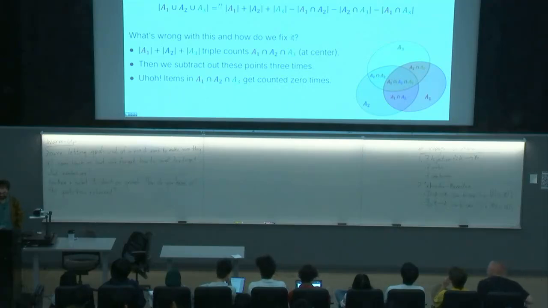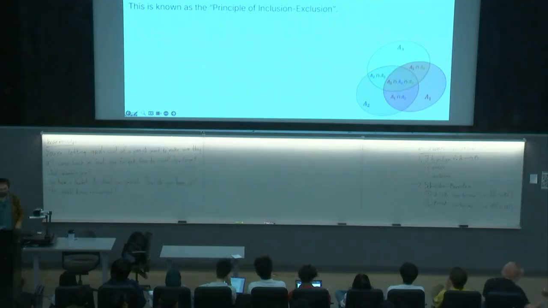Suggestion? Just add that back in. Add in the size of that intersection. Okay? So in other words, we have a formula now that's a little messier than the one you were already comfortable with, where before you add the separate sizes and then you subtract the intersections.